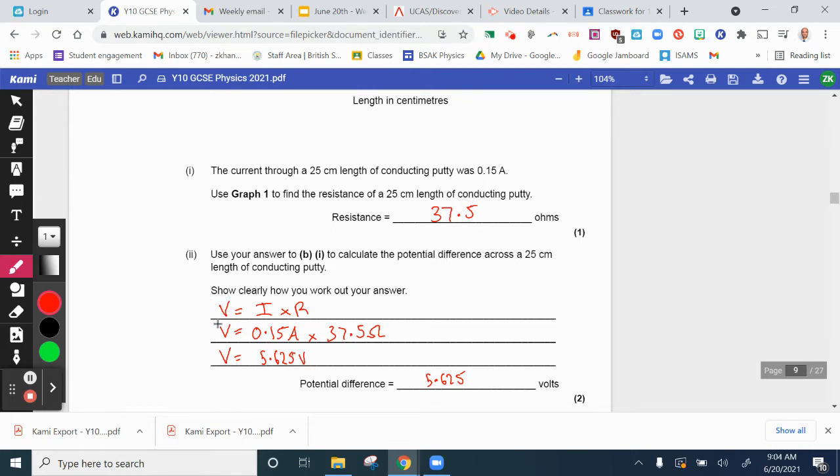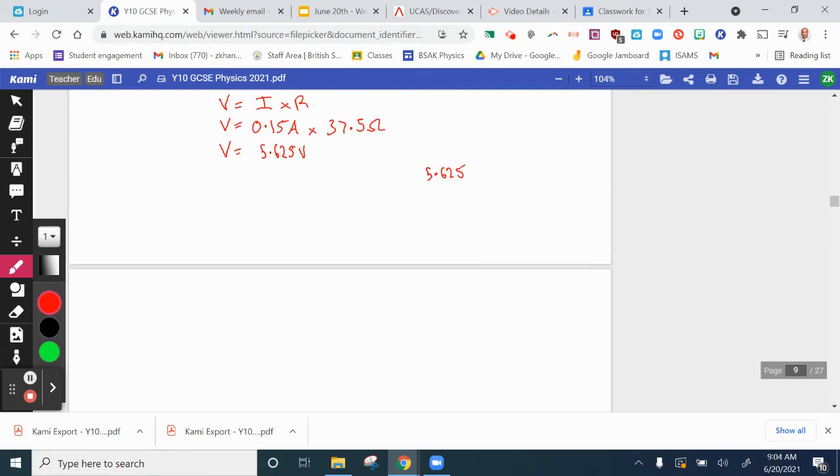Second part is calculate the potential difference across a 25 centimeter length of conducting putty. I know that the potential difference is current times resistance. I know that at 25 centimeter length, the current in the circuit is 0.15. So the current here is 0.15. And I know the resistance of 25 centimeter length is 37.5 ohms. So that's 37.5. And we get a potential difference of 5.625 volts by multiplying those two values out using the formula voltage is equal to current times resistance, or potential difference is equal to current times resistance.